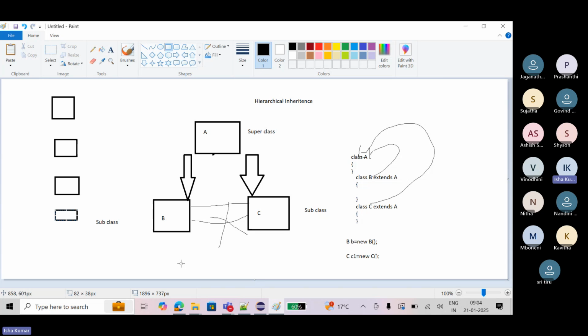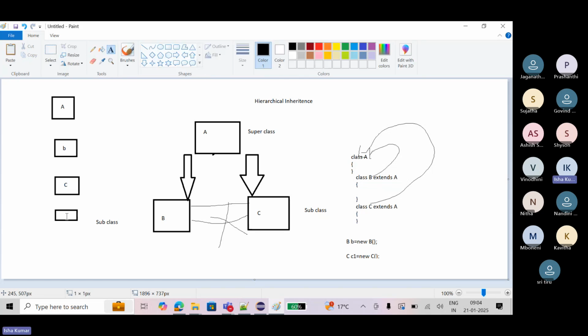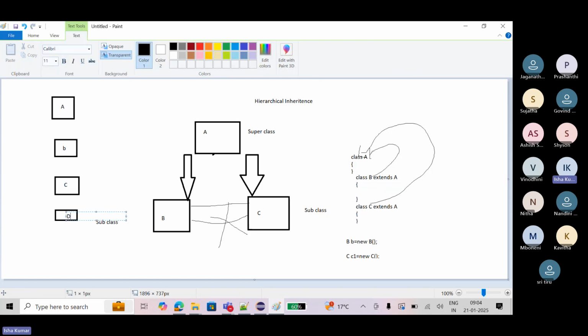Here A, B, C, D is there. All can access. See, D can access the properties and behavior of C. C can access the properties and behavior of B. B can access the properties and behavior of A. Again, C can access the properties and behavior of B and A both. So all are interrelated here. All belong to the same family.